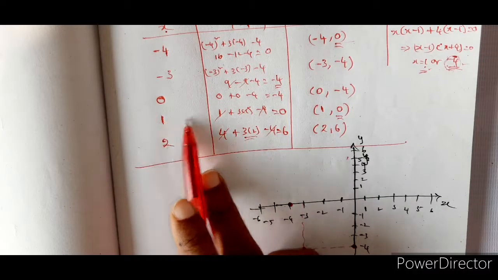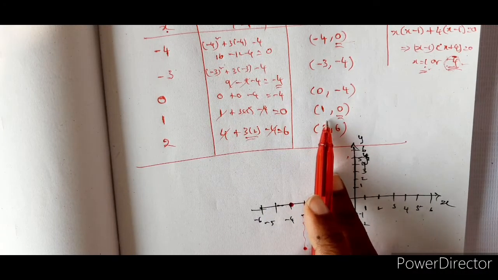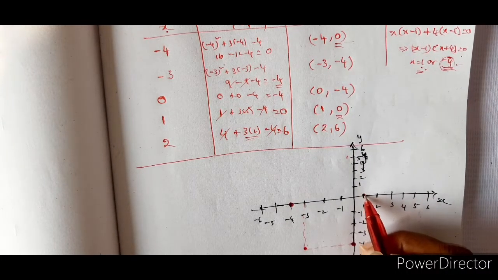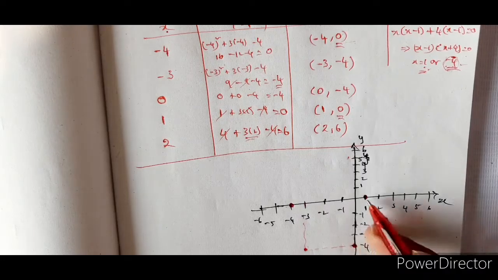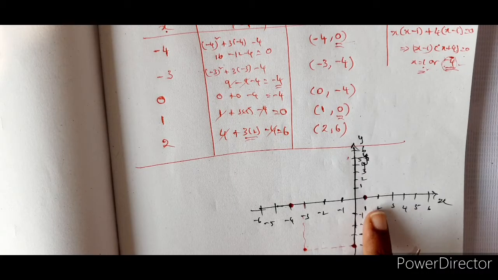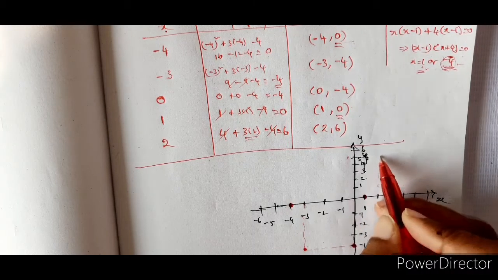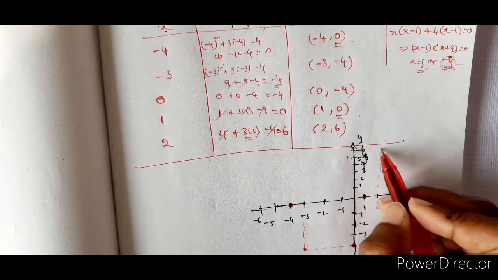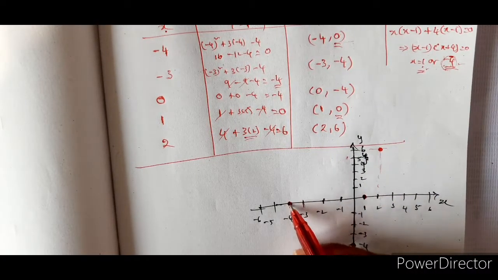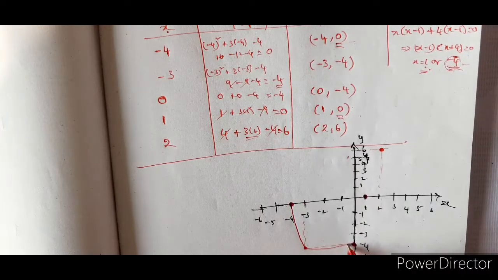Right, and now x is equal to 1, y is 0, y 0 means on x coordinate. So therefore this is how it is. Right, so then what is the next one? When x is equal to 2, y is equal to 6. So this is the point of intersection of both the values. So here this is how your graph will be.